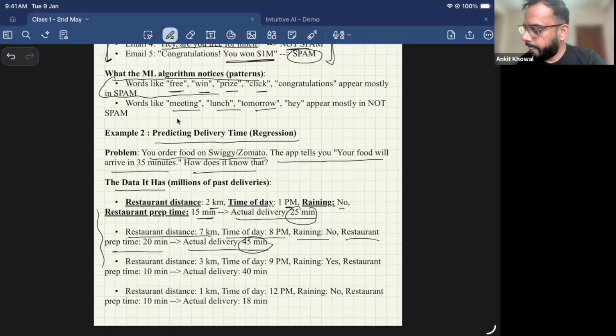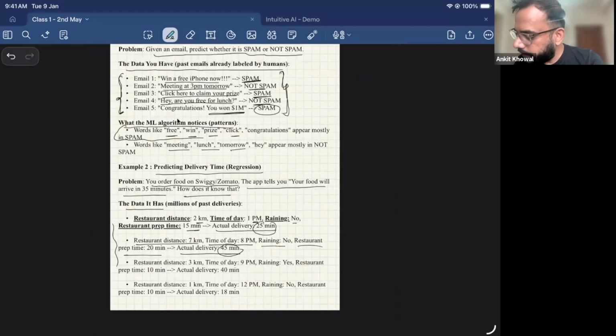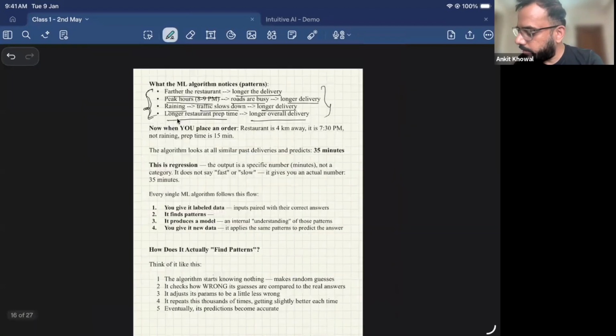Now what it will do is, when you place an order, it will figure out the restaurant is 4 kilometers away, it is 7:30 p.m., it's not raining, and the general prep time for restaurants is 15 minutes. So it has learned from all these things. Now it will be able to accurately predict that it will take 35 minutes overall for the delivery to occur.